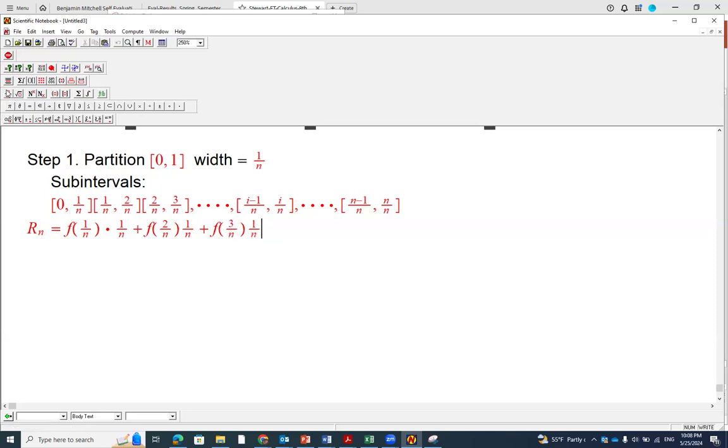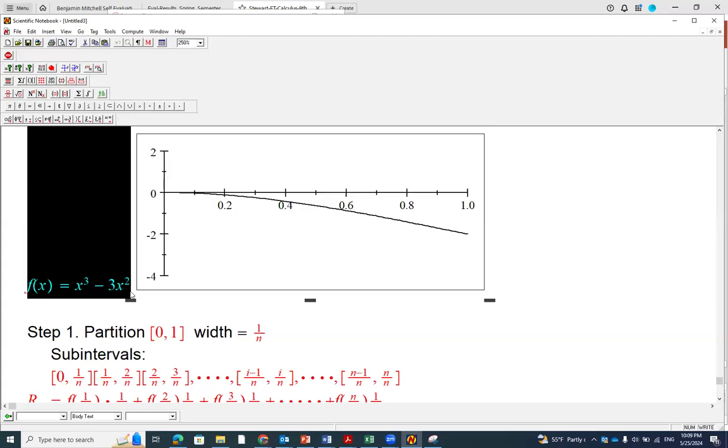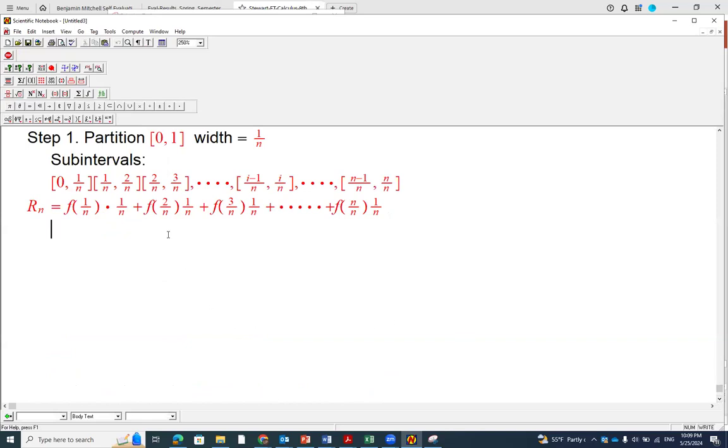So you know the drill. Plus, keep going until the nth one. The nth one, of course, is f of n over n, that's f of 1. Okay, I use n for n over n just for convenience, and to show the pattern. But this time the function is different, okay? So this time the function is such. We have to remember that. Okay, so we're going to simplify. So f is going to be this function.